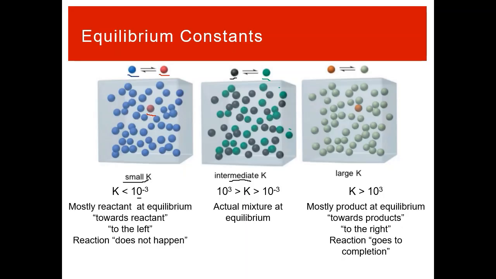And then finally, if you have really large values of k, say something larger than 1,000, in that case you put your reactants in your box, you let them react, and you get mostly product. Now, that being said, there will potentially be some reactant still present. The reaction does go towards products, to the right. The reaction goes to completion.